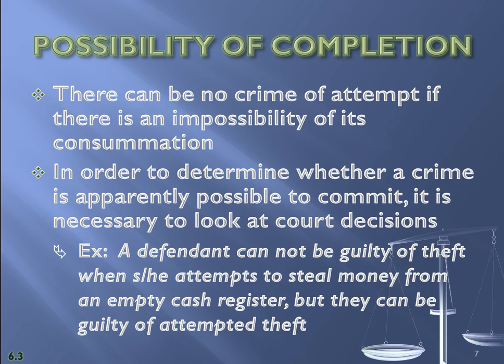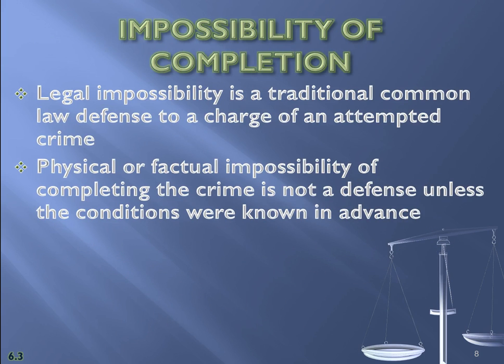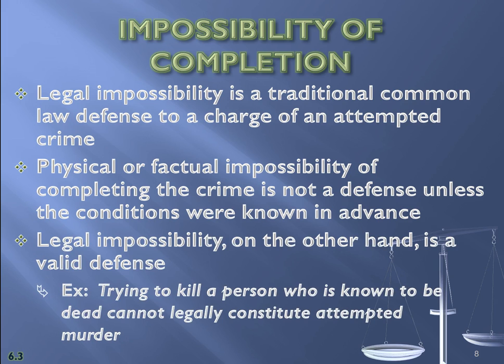So there's just a couple of interesting examples when we talk about the possibility of completion. Let's look at a couple of different ones and see if we have some other things we can bring forward. In order to determine whether a crime is apparently possible to commit or absolutely impossible to commit, it is necessary to look at court decisions. As previously said, if the crime can apparently be consummated, then it can be attempted. Cases have held that the defendant's lack of knowledge of the impossibility of carrying out his or her intention is really immaterial. So remember the example I just gave you.